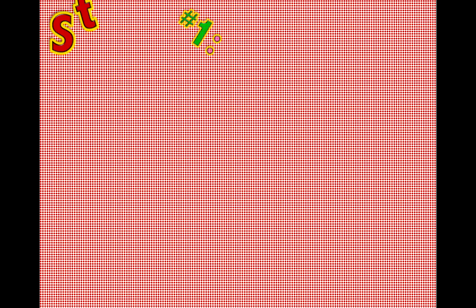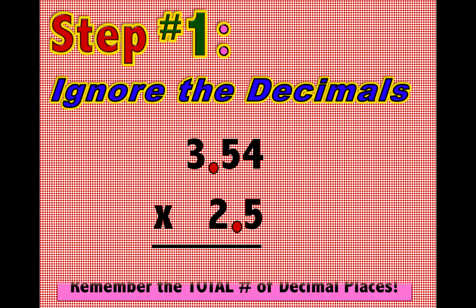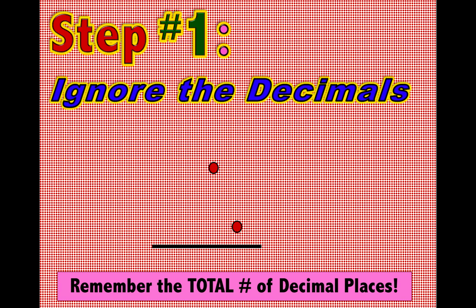Step number 1. Ignore the decimals. But remember the total number of decimal places. Let's look at this problem. 3.54 multiplied by 2.5.